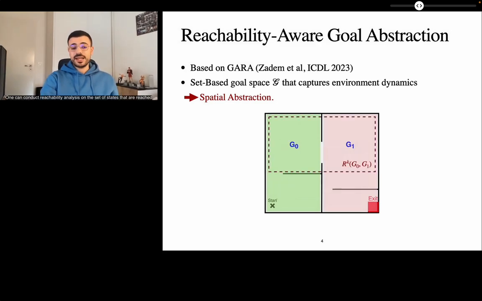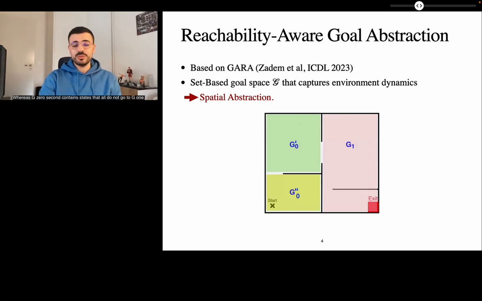One can conduct reachability analysis on the set of states that are reached and split G0 into two sets of states, where G0 prime contains states that all go to G1, whereas G0 second contains states that all do not go to G1. And this is how you group states that have similar environment dynamics.